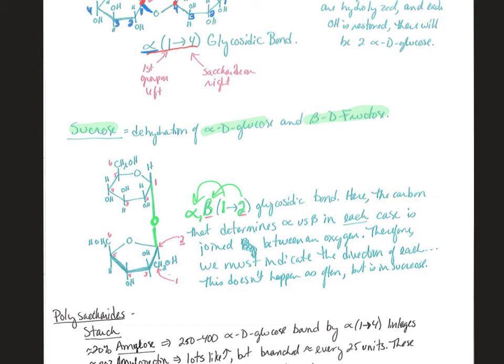So here, that determines both alpha versus beta. In each case it is joined between an oxygen, so we have to indicate which each of them are. It doesn't happen as often, but it is in sucrose, and that's table sugar. So that's probably the one thing that you're most familiar with.